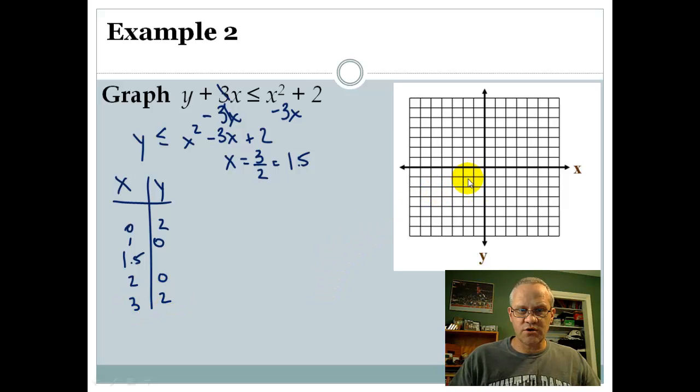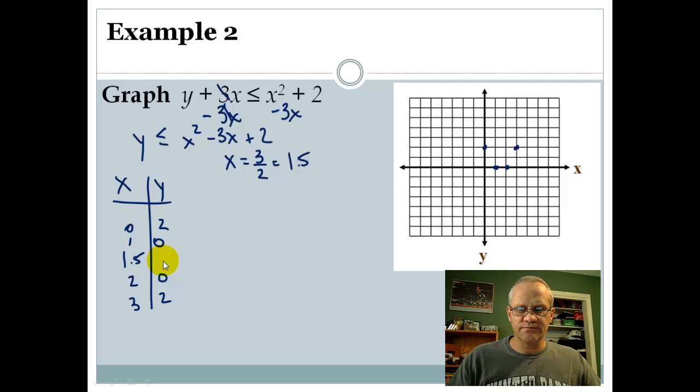So let's plot what we know, and then we'll finish the rest of it there. 0, 2, 1, 0, and then we got 2, 0, and 3, 2. See, that looks a little different than we normally do. But basically what this means is this is going to go down, it's going to dip in here a little bit and then come back up, you know, halfway through here. That's where the vertex is, somewhere down here.